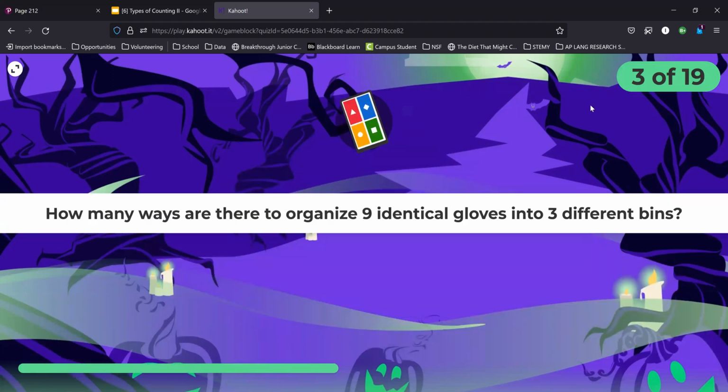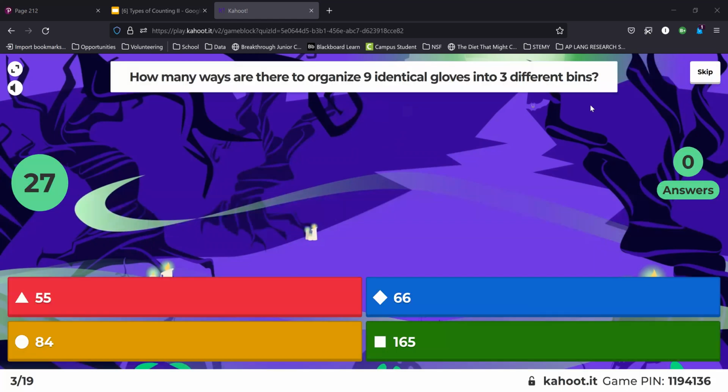How many ways are there to organize 9 identical gloves in 3 different bins? So this is sticks and stones.